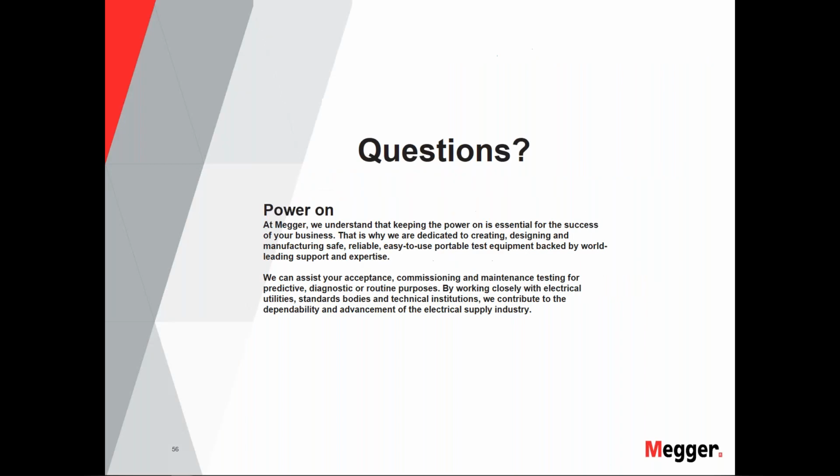Our first one will be directed towards Abel. The first question is, is it okay to have third harmonics coming out of a generator?